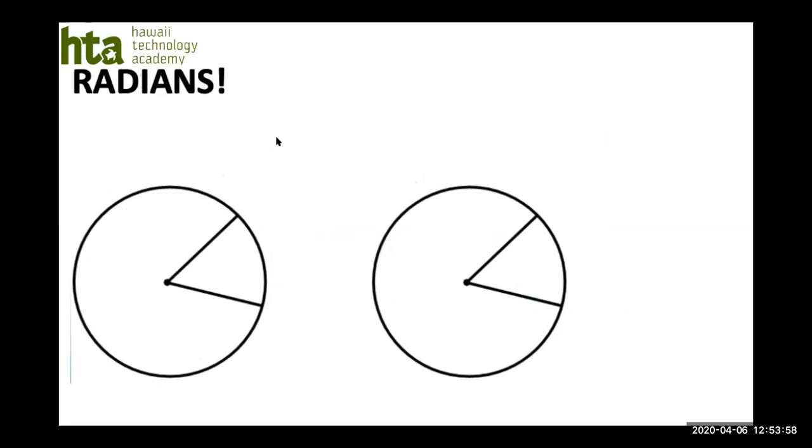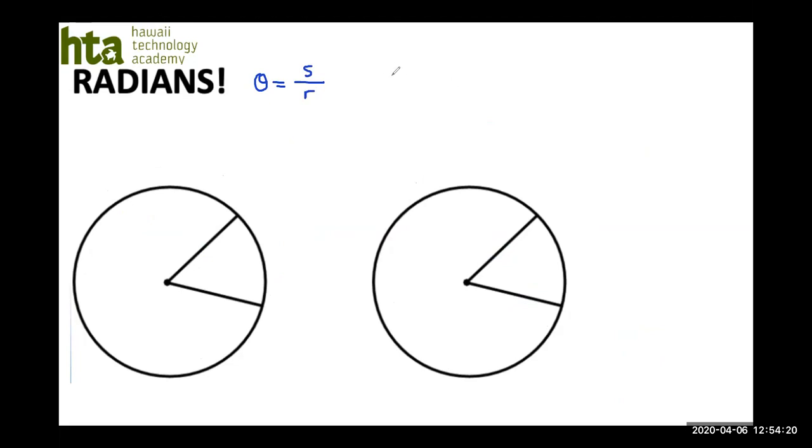Okay, so in radians, we have a couple of things. Radians are theta equals S, so the arc length divided by R, okay? So the radius. So the arc length divided by the radius will give us theta, okay? We kind of proved that backwards on the last slide.